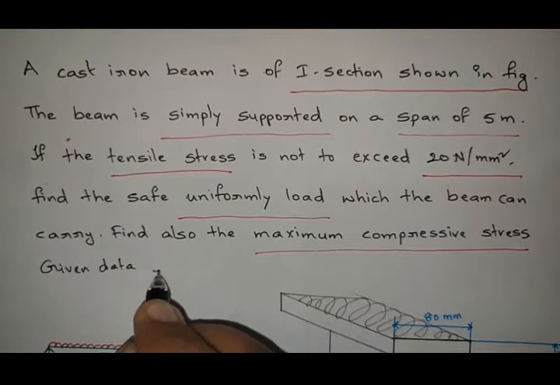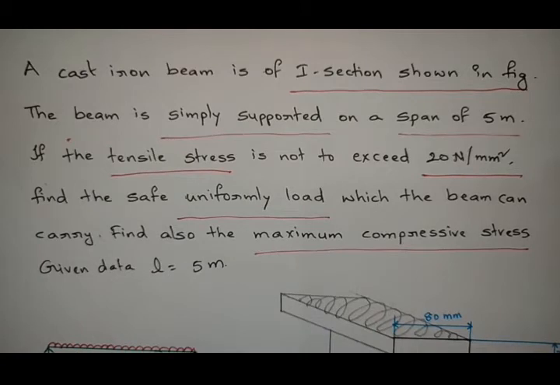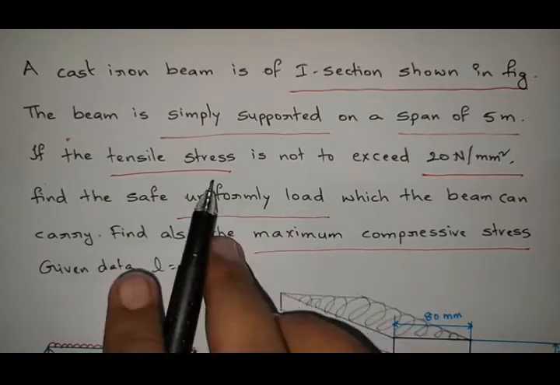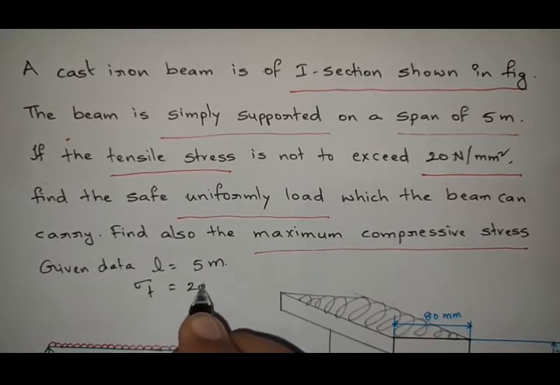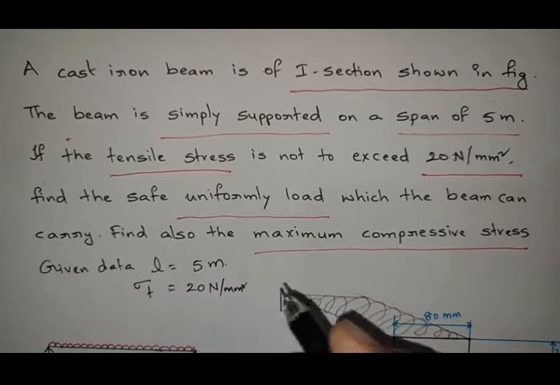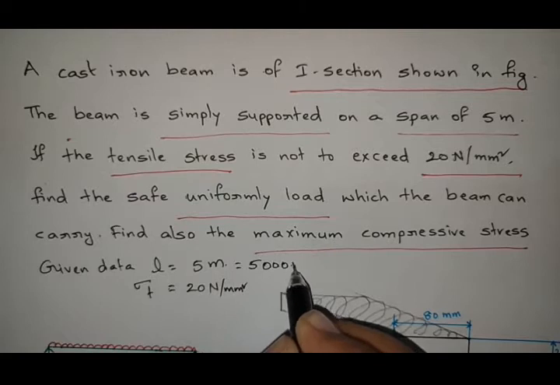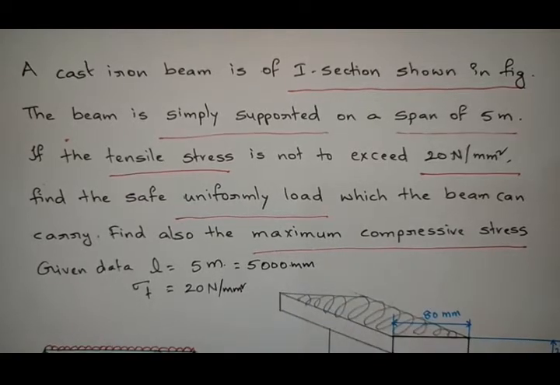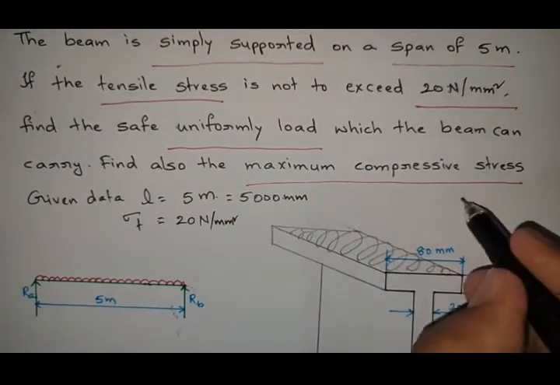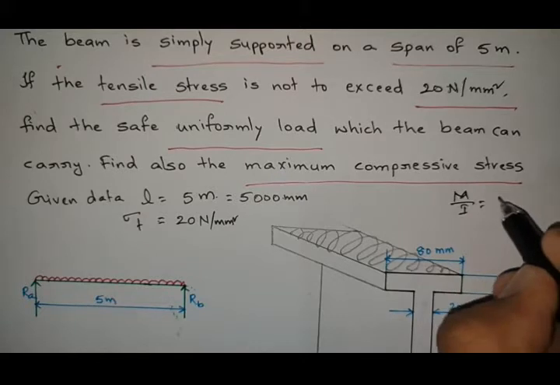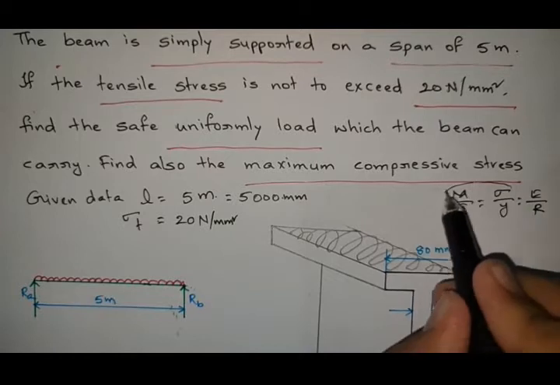Given data is L equals 5 meters, right? And next, tensile stress is given. So sigma tensile equals 20 Newton per mm square. If you convert meters into millimeters, it will be equal to 5000 mm, right? So now what is the bending equation? The bending equation is M by I equals sigma by y equals E by R. So in this we consider this one.